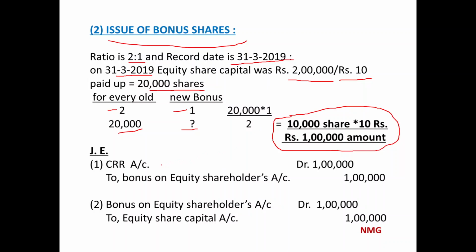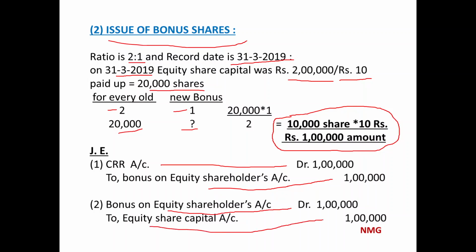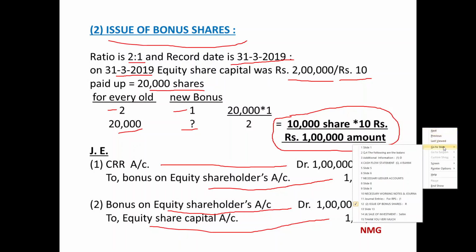Journal entry, CRR account debited 1 lakh to bonus to equity shareholders account credited 1 lakh. And then second, bonus to equity shareholders account debited 1 lakh to equity share capital account credited 1 lakh. So ultimately bonus credit and bonus debit cancel out, so what remains? CRR debit 1 lakh to equity share capital account credited 1 lakh. So from 2 entries it becomes one: CRR debit to equity share capital account credit.